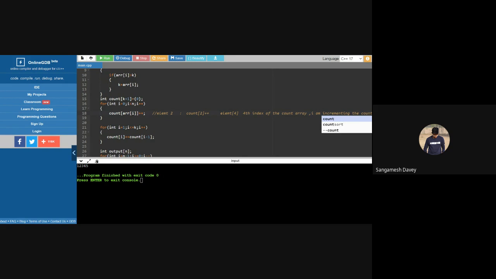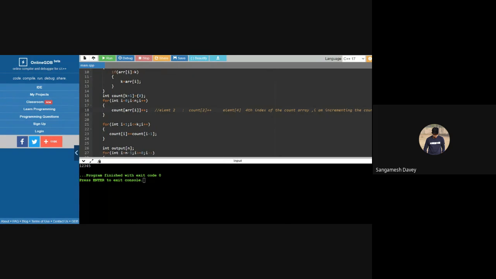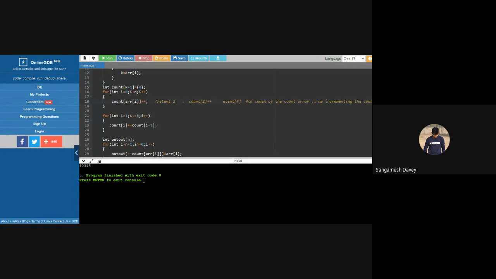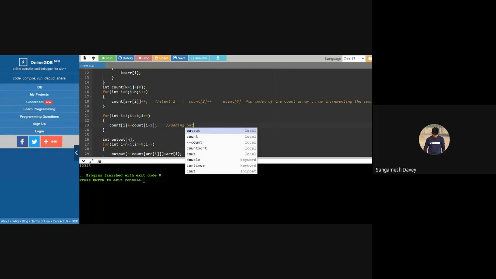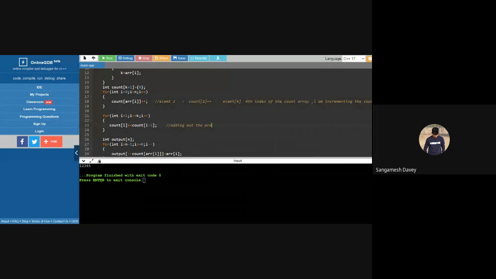Did you understand? Okay, cool. After this, what is this one? This is adding up the previous elements. Adding up the previous elements, correct? That cumulative sum that we did.